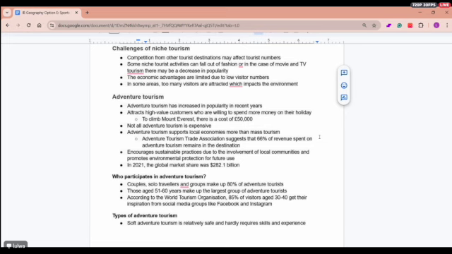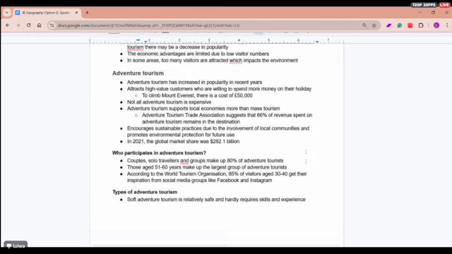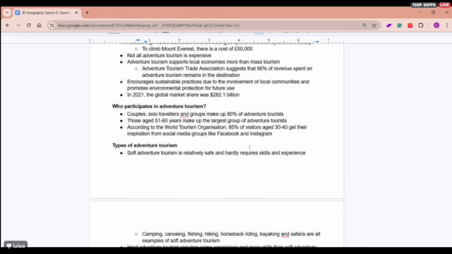So, adventure tourism, like we said before, attracts high value customers who are willing to spend money on their holidays. For example, climbing Mount Everest is a very good example of adventure tourism because it's a really expensive activity: you'd have to pay for the equipment, a license perhaps, someone to take you there, the flights, the accommodation. However, not everything is expensive. You also have local economies where 66% of the revenue spent on adventure tourism remains within the destination. It also encourages sustainable practices, which is good because it involves local communities and it promotes environmental protection for future use.